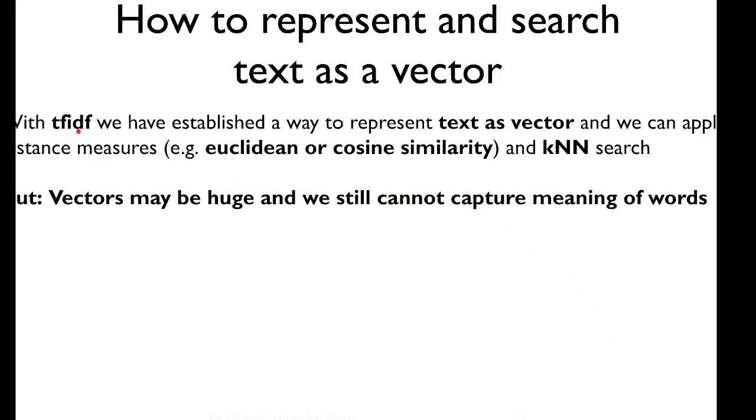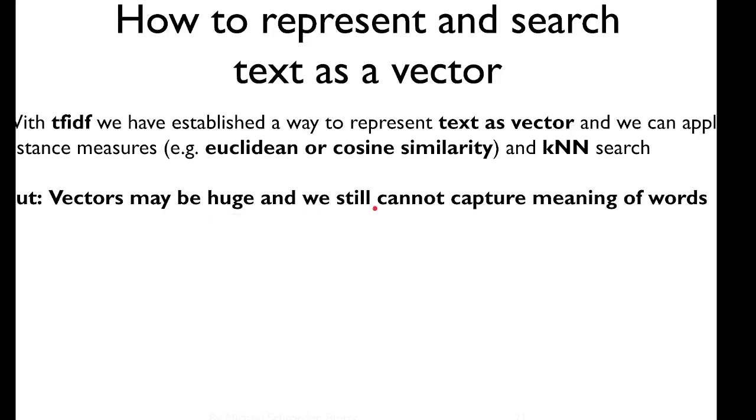With tfidf, we have established a good way to represent text as a vector, and that is the standard way that is used. And that means we can apply distance measures such as Euclidean or cosine similarity, and we can apply K-nearest neighbors as we've seen it from the images before. The only problem that still arises, and that is a little bit different than the images, is that the vectors may be huge and we still cannot capture meaning.